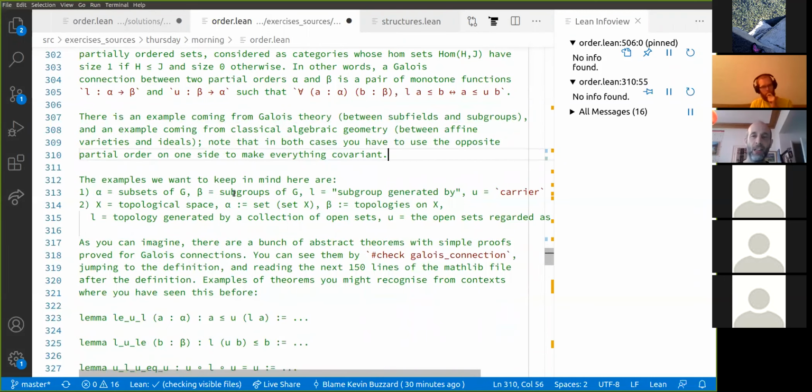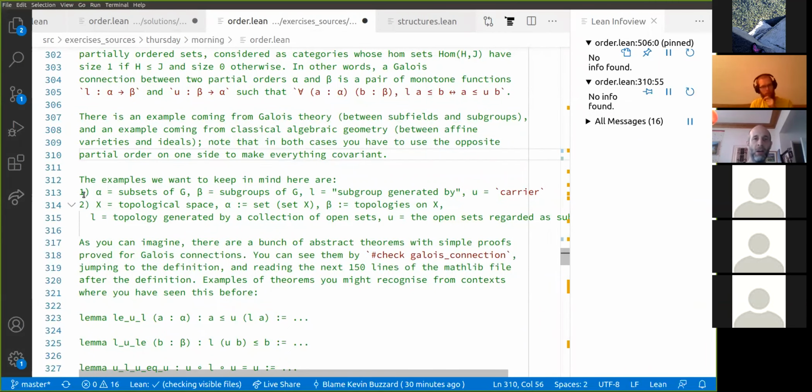And the Galois connections I want to talk about in the last 5 minutes of this talk: one is when alpha is the subsets and beta is the subgroups. So then our two adjoint functors, one of them we've seen, it's the carrier, and the other way is the subgroup generated by. And then the other example is if X is a... that's not really right.